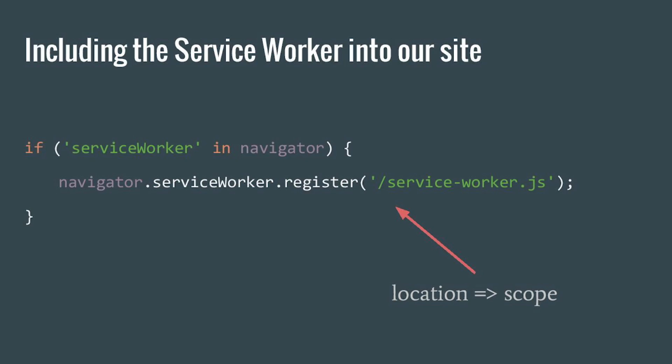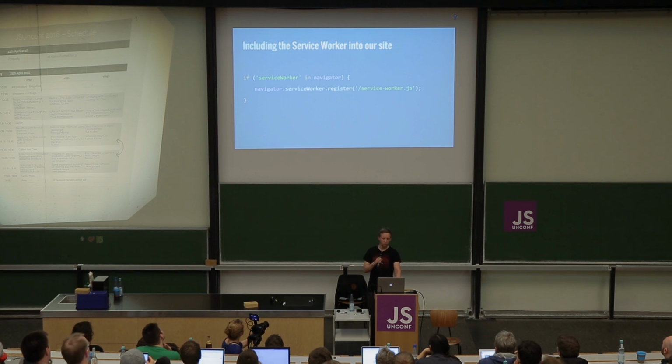Okay, first of all, if you want to use service workers, you have to register them. And as I said, it's a progressive enhancement. So we first look at the navigator object to see if there's this property, serviceWorker. If this exists, the browser should support them, and we call the register method and register our service worker JS file.